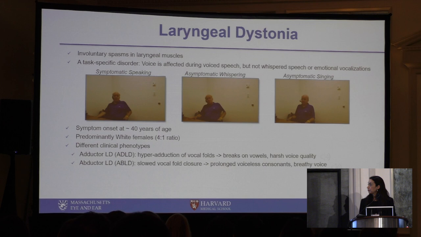Less common, adductor laryngeal dystonia causes spasms in the adductor muscle and slows vocal fold closure, prolonging voiceless consonants and resulting in a strained quality of voice. Could you please play?